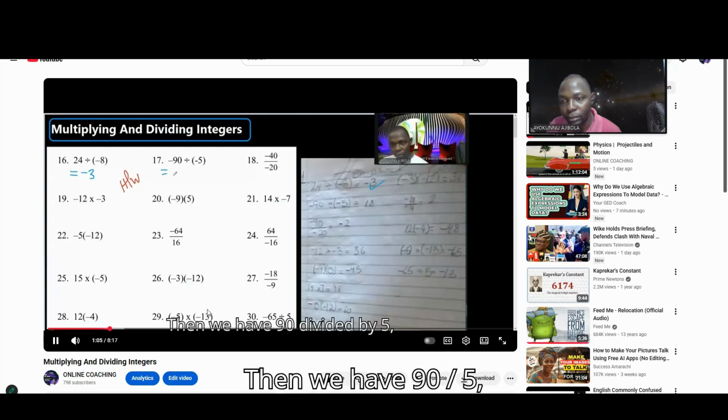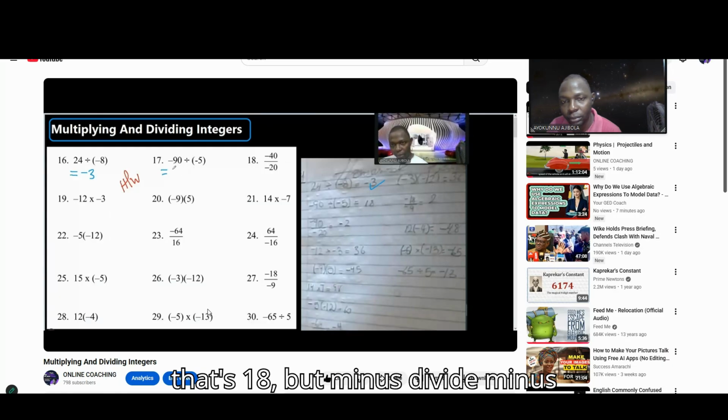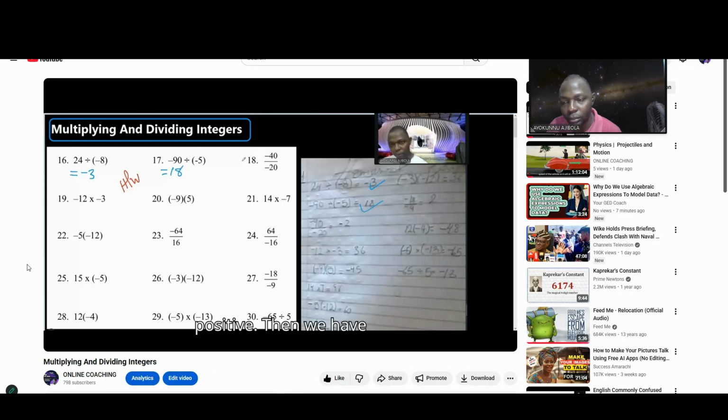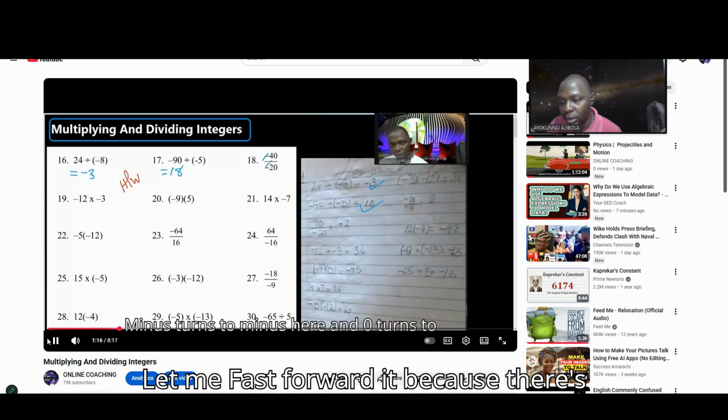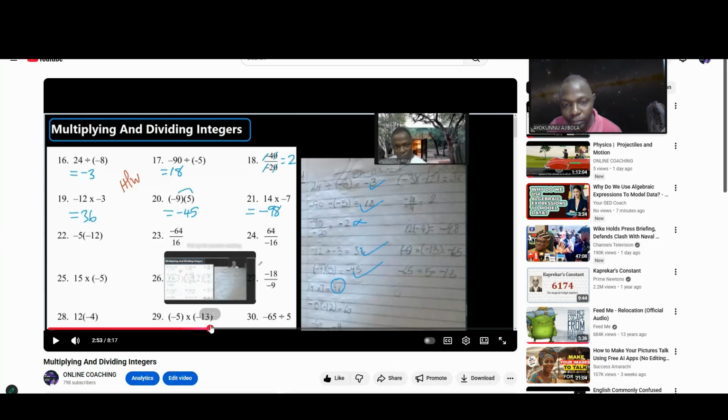Now fast forward it. Then we have 90 divided by 5, that's 18. But minus divide minus, that's cancelled out. That's 18 positive. Then we have minus cancel minus.